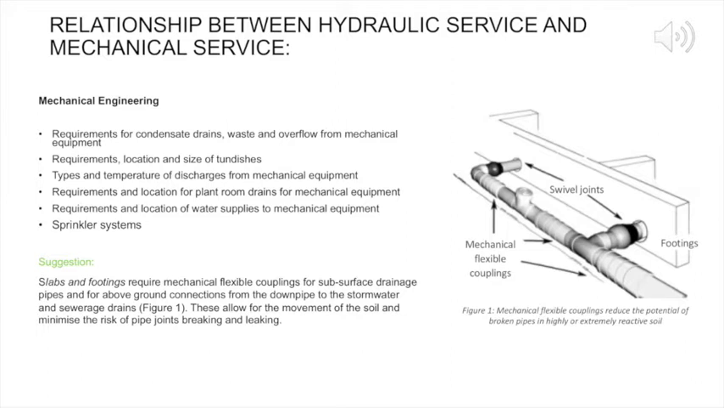I also suggested mechanical flexible couplings, which is basically that slabs and footings require mechanical flexible couplings for subsurface drainage pipes and for above ground connections from downpipe to the stormwater and sewage drains. This basically reduces the potential of broken pipes in highly or extremely reactive soil.